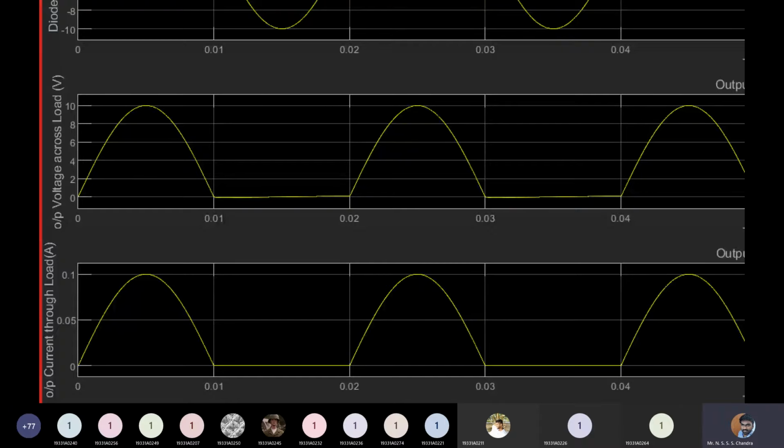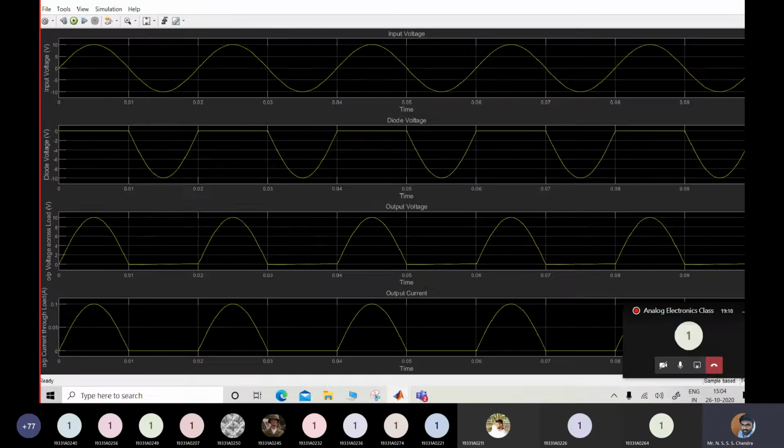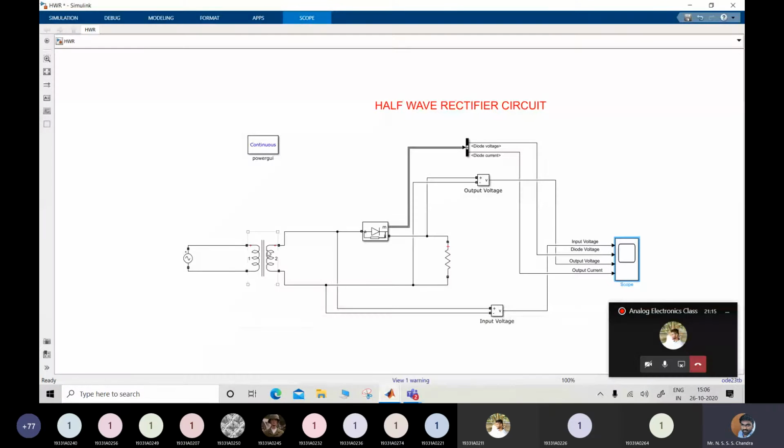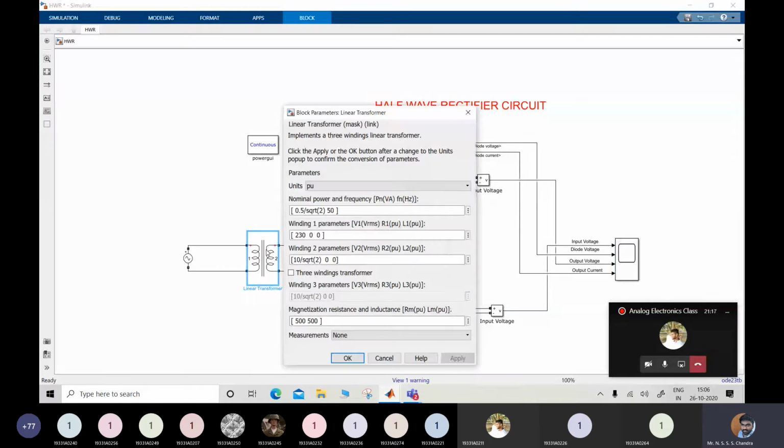So 10 by 2 is 5. Okay, 10 into 0.1 by 2 by 2 into 2. Okay, it is 1 by 4. So when you are taking the circuit diagram, it is always better to represent the transformer's nominal power by two things. For the transformer, two things you should consider here.